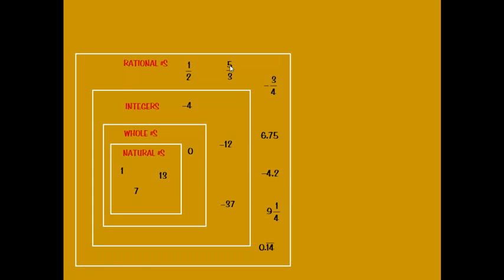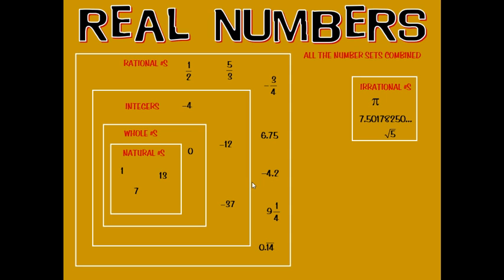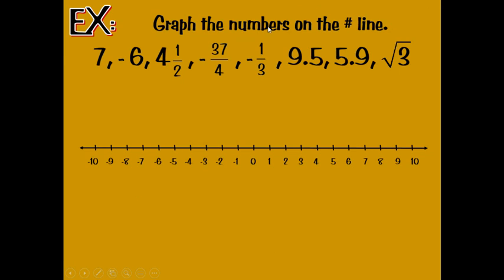5 over 3, which is 0.6, and so forth. Those are rational numbers. Irrational numbers: famous pi, and the square root of any number that doesn't have a perfect square, like the square root of 5, for example. And the real numbers are the combination of everything here: the natural numbers, the whole numbers, the integers, the rationals, and the irrationals. So all the numbers that combine are called real numbers.